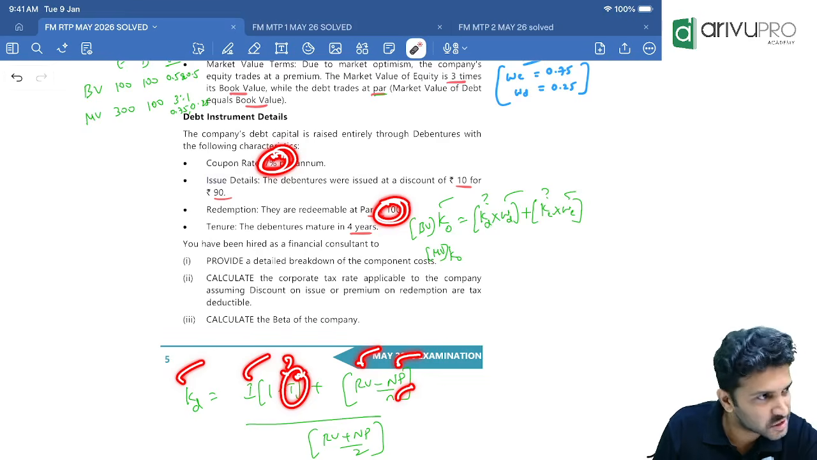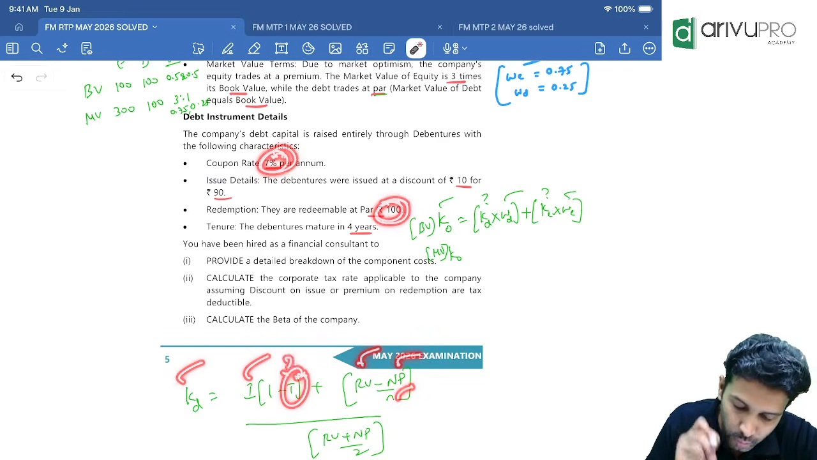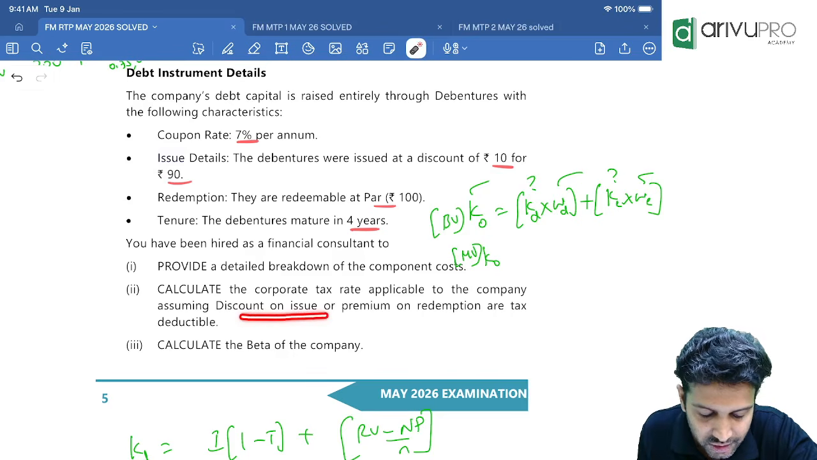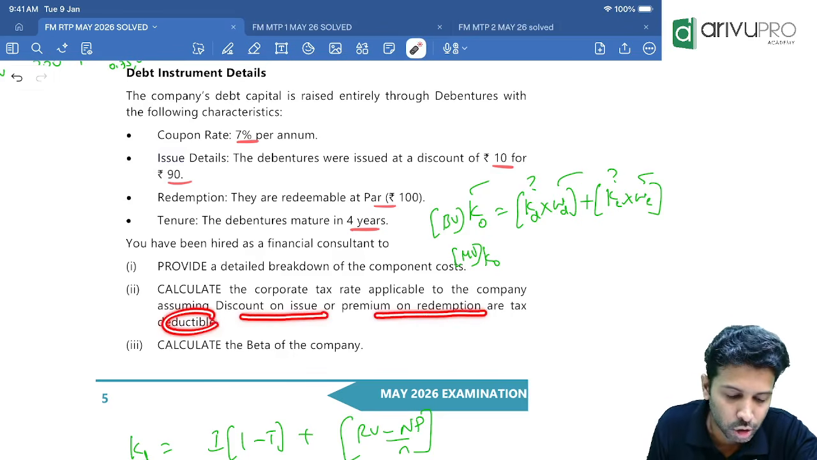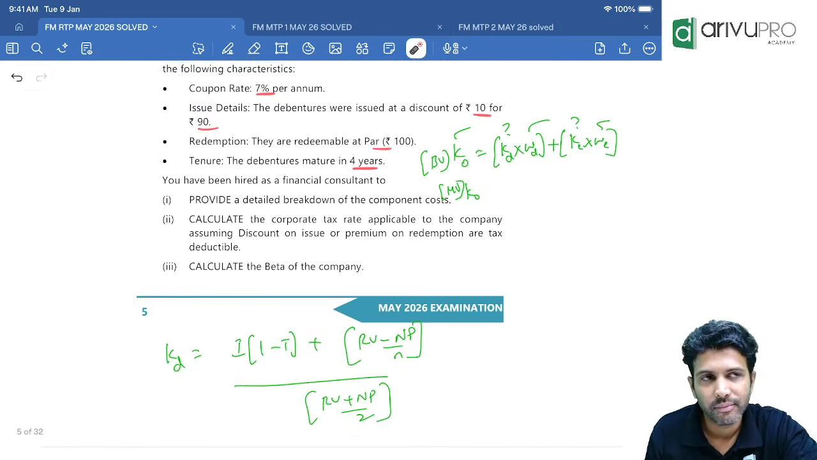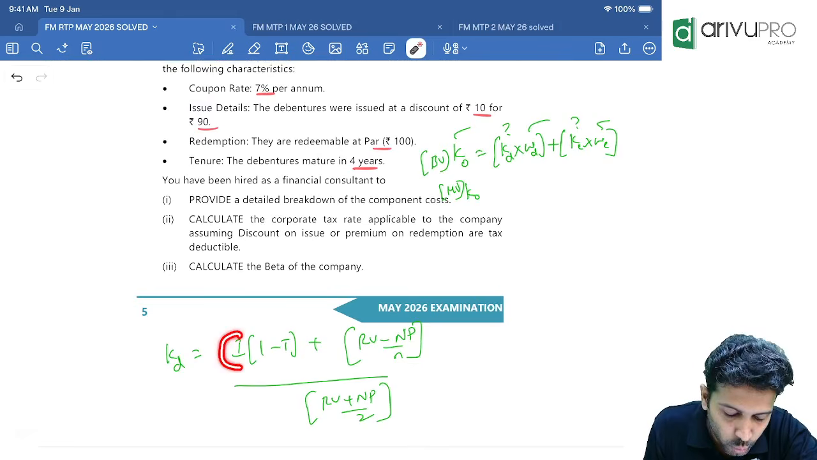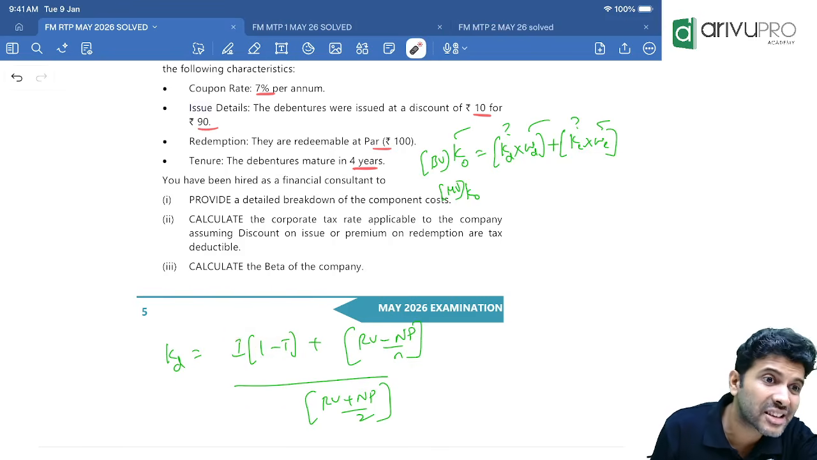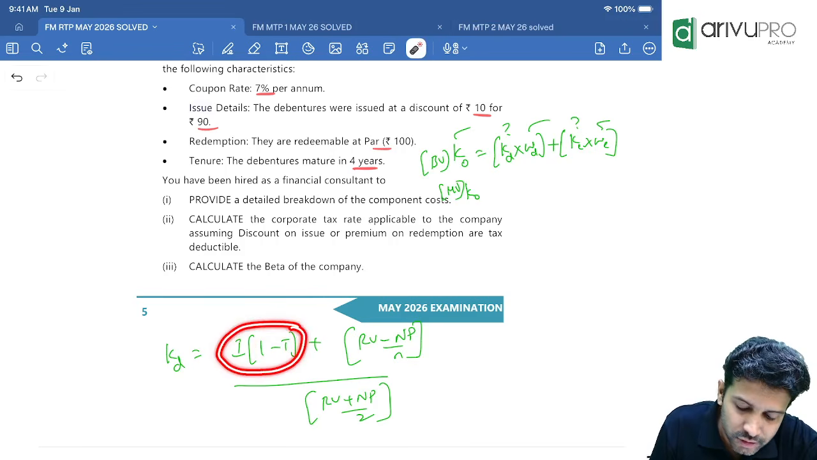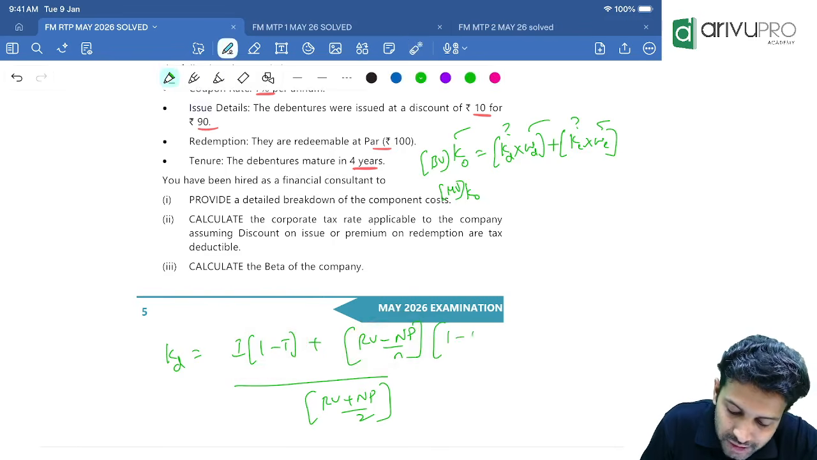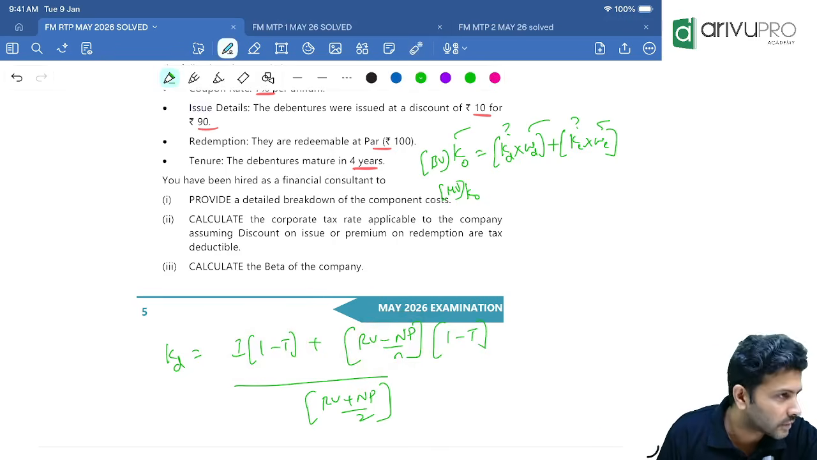That's the first part of the problem. Everyone good with this so far? Now read this line once again and tell me what is the hidden adjustment. Calculate corporate tax rate assuming discount on issue or premium on redemption are also tax deductible. Perfect. Sir, we do 1 minus tax rate next to interest. Why? Because we get tax benefit. Now, will you get the tax benefit only on this or also on this? Also on this. That means here the formula is not this. You also have to multiply 1 minus tax rate to this. That's the hidden adjustment.